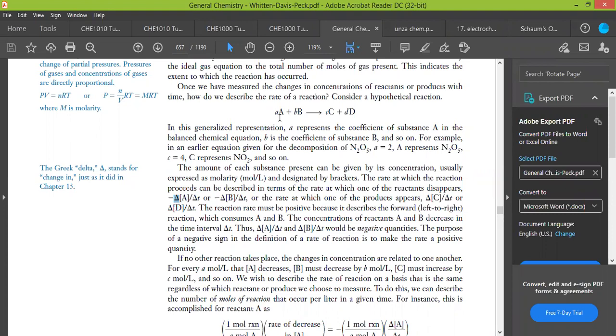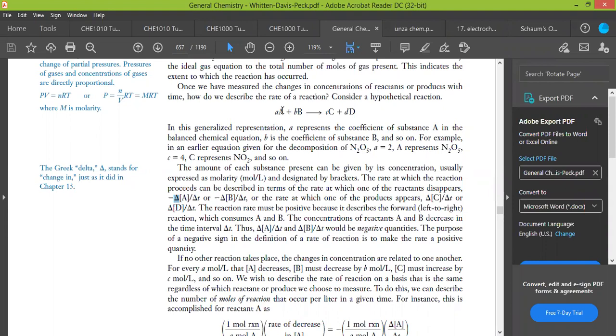When you are finding the change in the concentration of A, you're going to say final minus initial. So the final in this case is 15. Your initial is going to be 25. When you subtract, the answer is going to be negative 10. But you don't want your answer to be negative because there is no negative rate.